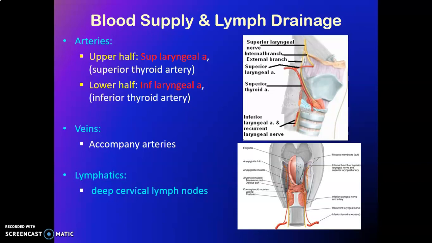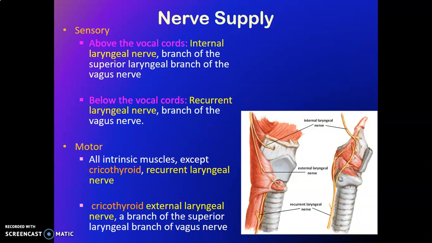Then the venous drainage is by the corresponding veins to this artery. So superior laryngeal vein and inferior laryngeal vein will drain into superior thyroid and inferior thyroid veins. Lymphatic drainage of the larynx is mainly by the deep cervical lymph nodes. What's the nerve supply of the larynx? Again, nerve supply of any structure is divided into sensory and motor. So sensory, you divide it into above vocal cords and below vocal cords.